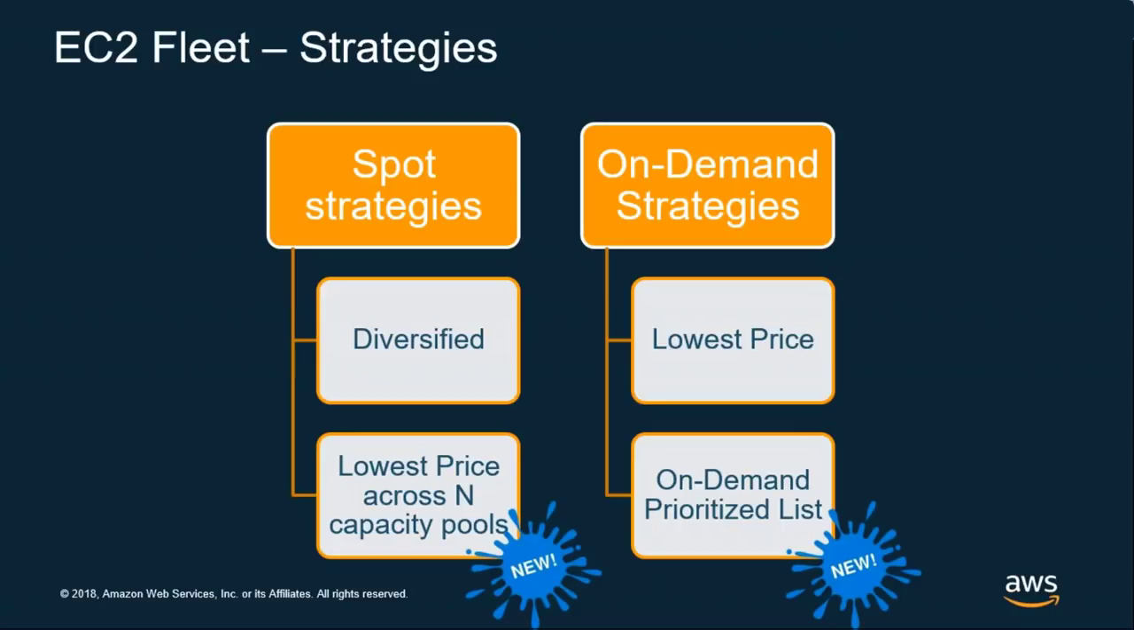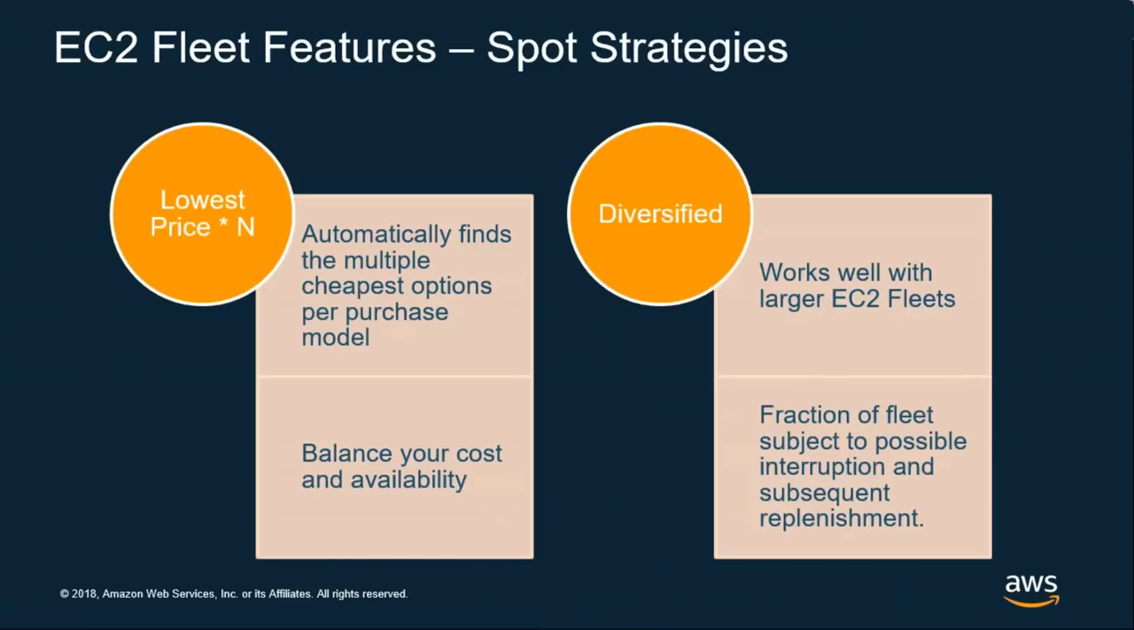So we'll take you through all of those, but I just want to point out that 2 of these are very new. So if you've been using EC2 Fleet since it came out much earlier this year, do be aware we've recently launched 2 new allocation strategies that you can take advantage of. So for Spot, there's diversified and lowest price across N capacity pools. And then for on-demand, there's lowest price and new on-demand prioritized list.